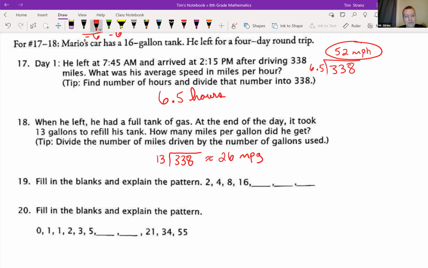Okay. Number 19, fill in the blanks and explain the pattern. 2, 4, 8, 16. You notice what happens between each number. 2 doubles to become 4, 4 doubles to become 8, 8 doubles to become 16, 16 doubles to become 32, 32 doubles to become 64, and 64 doubles to become 128. So each number doubles. All right, I'll say each doubles.